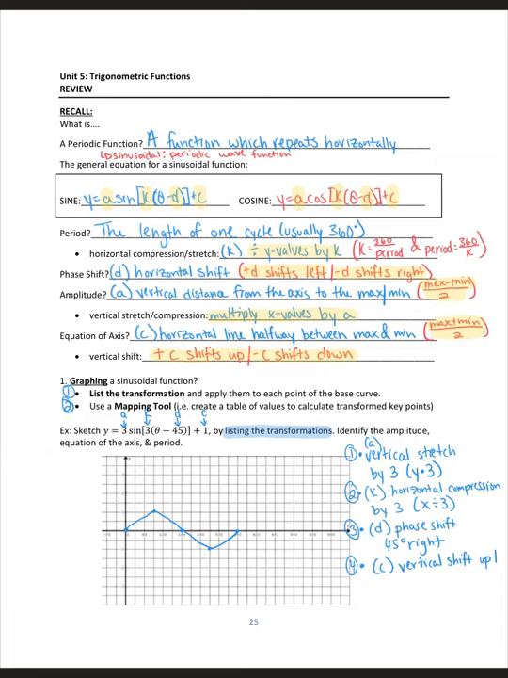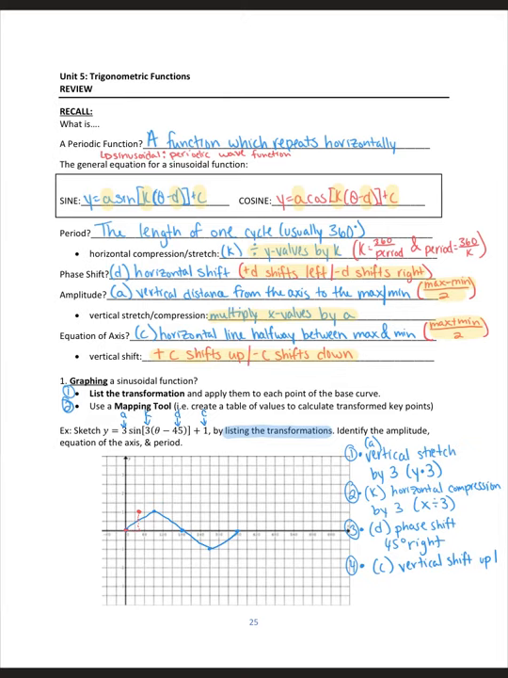So my first point is here at 0, 0. So I have to vertically stretch that. Well, if it's at 0, then if I stretch it by 3, it's still going to be 0. My horizontal compression, I'm taking my x and dividing it by 3, so that stays at 0. Then I'm going to do my phase shift, which shifts this point 45 degrees to the right, so somewhere here. And then I'm going to do my vertical shift up 1. So that point is now going to go here.